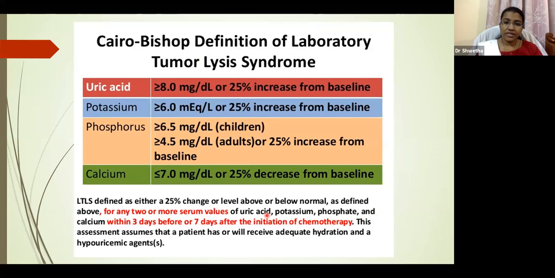So if we've taken a baseline value and the follow-up value is showing a 25% increase, or in case of calcium, a 25% decrease in the baseline, that is also taken as significant when we are discussing this particular definition of tumor lysis. So laboratory tumor lysis is defined as either a 25% change or level above or below normal for any 2 or more of these serum values. So any 2 or more of these biochemical values, if they are abnormal, within 3 days before or 7 days after the initiation of chemotherapy, that is taken as lab TLS.